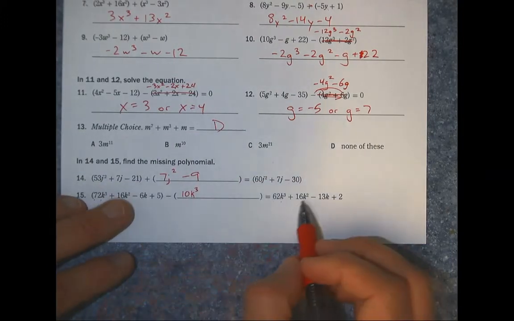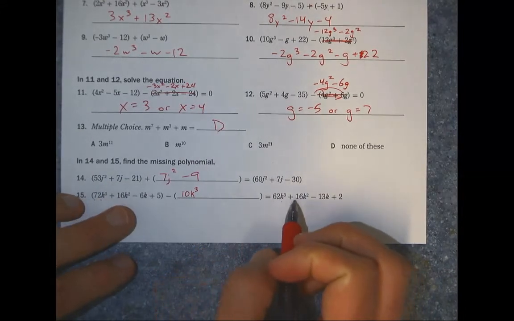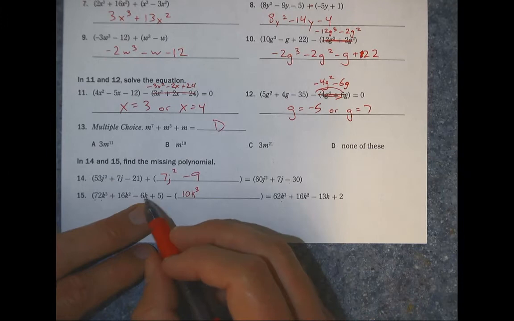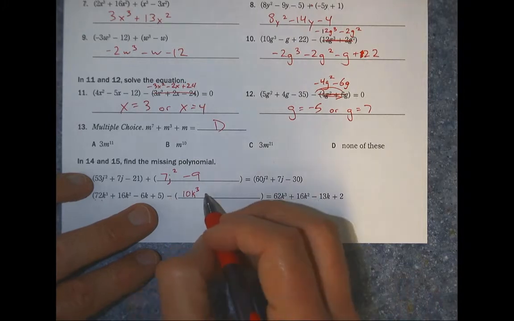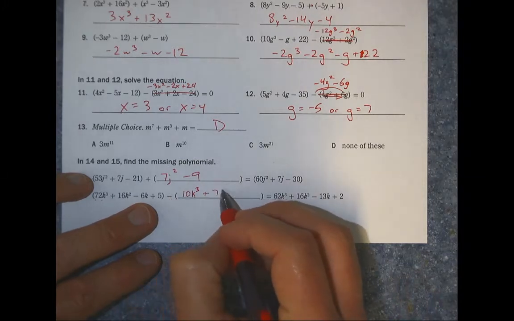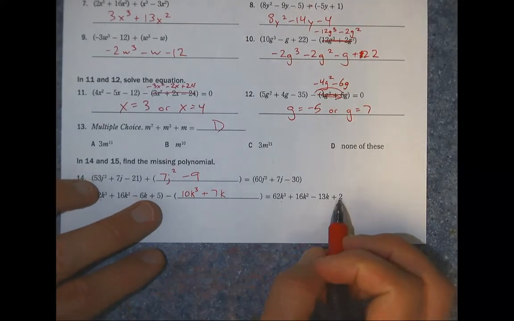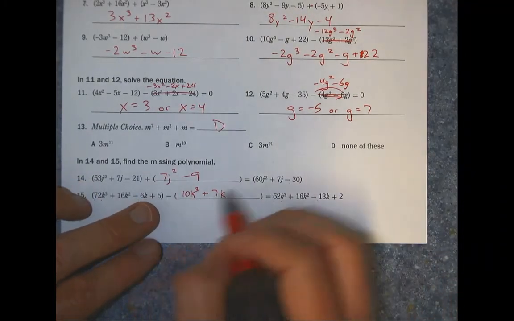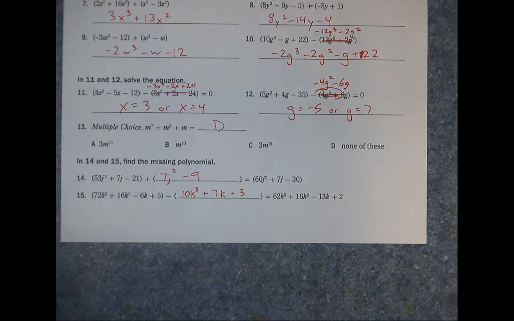Here, the 16k squareds haven't changed, so I don't need a term here. I didn't add anything or subtract anything from that. My k's went from a negative 6 to a negative 13. So it went down 7. The minus is already helping me go down. So this is going to be a plus 7k because it's really a minus. And 5 became 2, so it went down 3. The minus is already the down part. And there's the 3. All right, next part of the assignment is in the textbook.